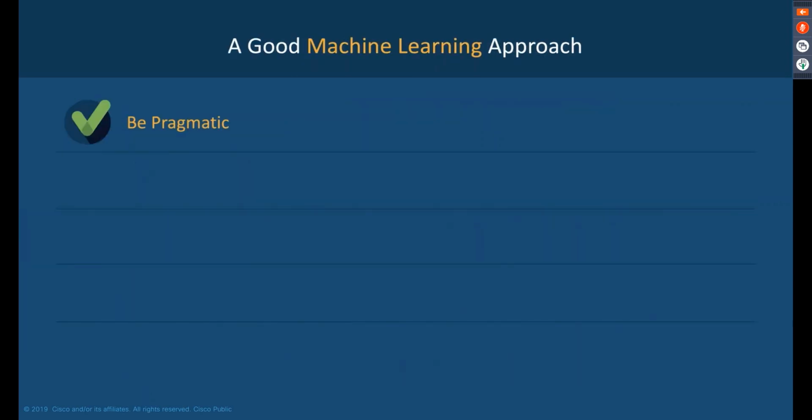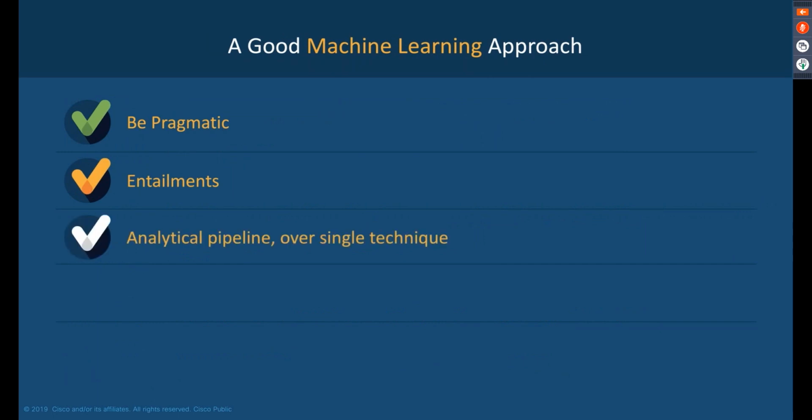And then finally, kind of a checklist on a good machine learning approach. Be pragmatic, not dogmatic. You don't have to just use machine learning. In fact, I recommend that you don't. Look for those entailments. Make sure the system is providing some sort of explanation as to why it drew the conclusion it drew.